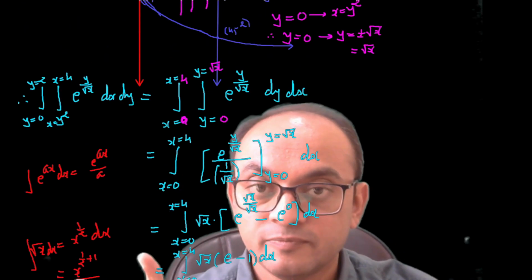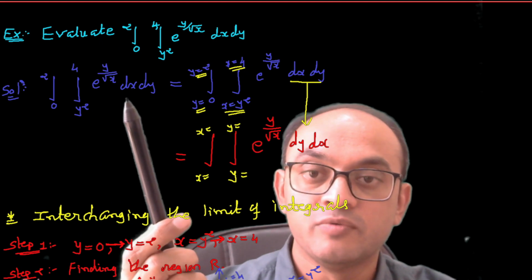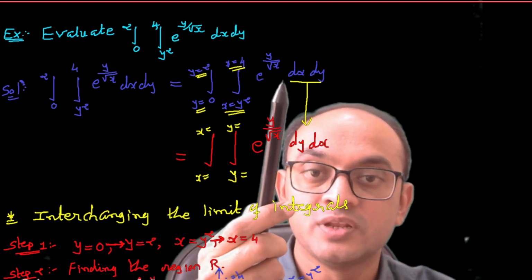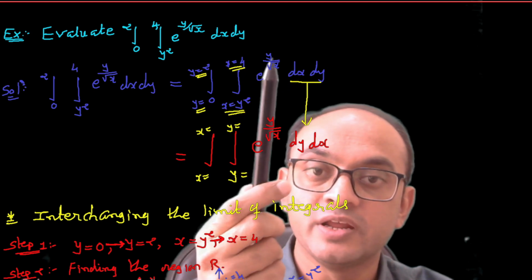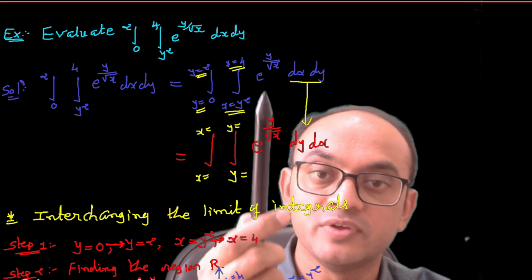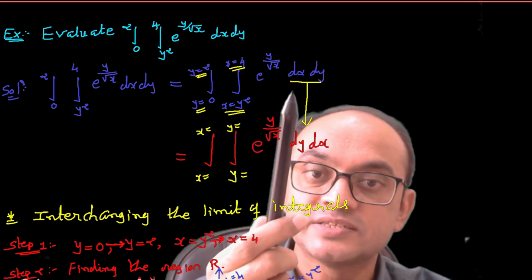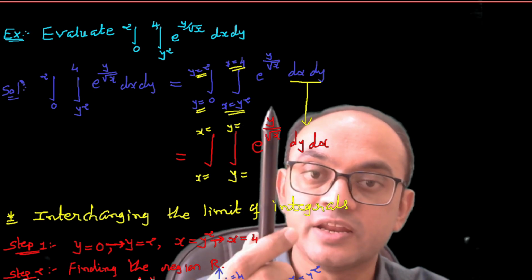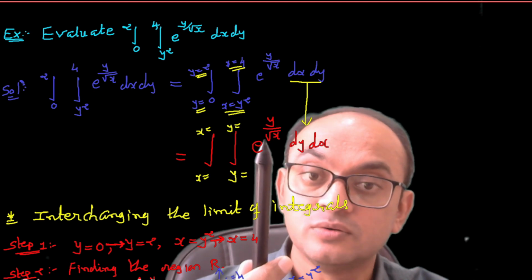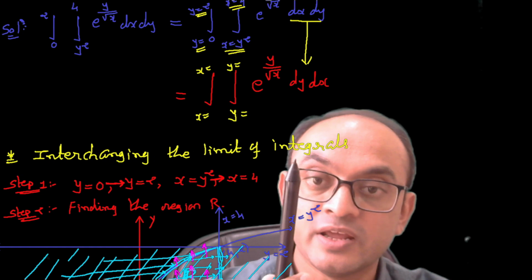I repeat again. This is what we have given. First we try to solve with respect to x, but we failed to integrate with respect to x, right? We were not able to integrate this quantity with respect to x. So what we thought, can I interchange dx dy by dy dx, because I can integrate this quantity with respect to y, right? So I applied the concept of interchanging the limit of integrals.